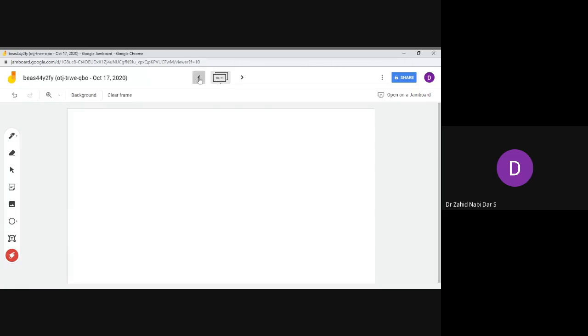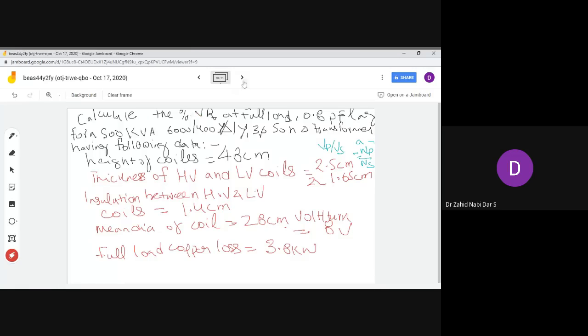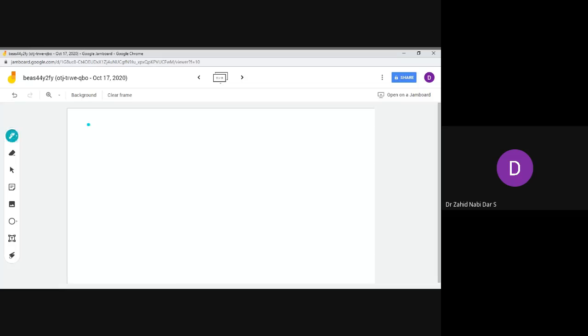What I meant, what you have to calculate is the percentage voltage regulation. So you have to get this VR value. VR would be IP RP cos φ plus IP XP sin φ divided by Vp. This is the percentage. So the IP value you can calculate: 3 Vp IP would be equal to your kVA value. The kVA value is given.